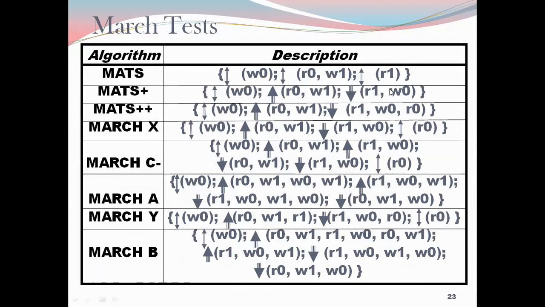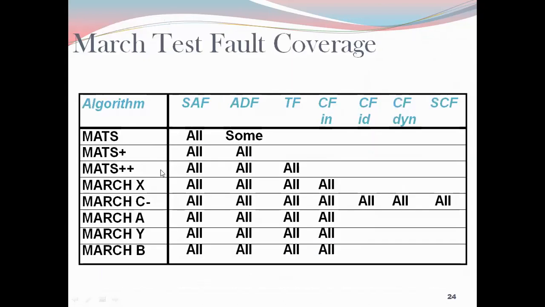Okay, so here I'm just summarizing the evolution of the March algorithms. So today what we saw was the example of MATS plus. The first algorithm based on March was MATS. Again I'm repeating, MATS stood for March algorithm test sequence. So there were a number of enhancements, and these enhancements were required to cover more faults. March X, C minus, A, Y, B, and so on. And these were the types of faults which could be covered by these different algorithms.